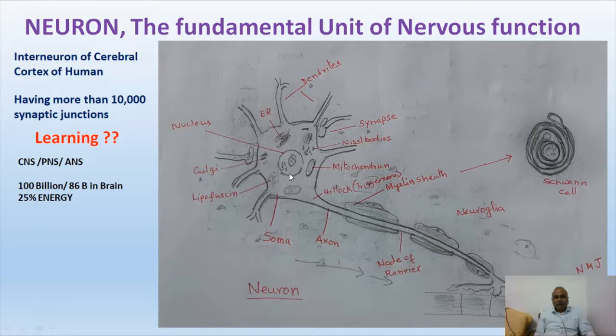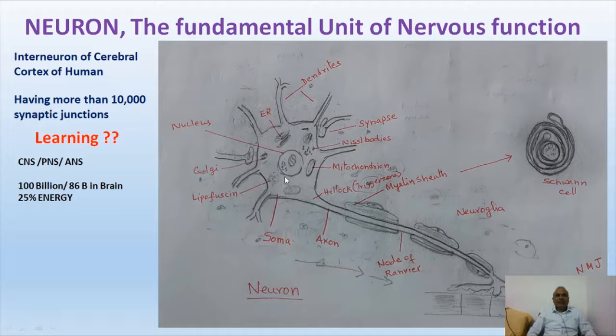You see, friends, one neuron is either junctioned with another neuron with the help of the other neuron's dendrite, or a neuron may have a connection with an effector structure that may be a gland or a muscle. The junction between the nervous system and the muscle is called the neuromuscular junction. Nerve impulses reach the muscle through this synapse, and that synapse is called the neuromuscular junction.